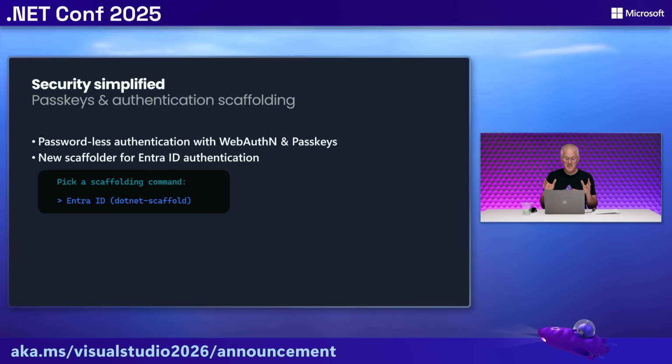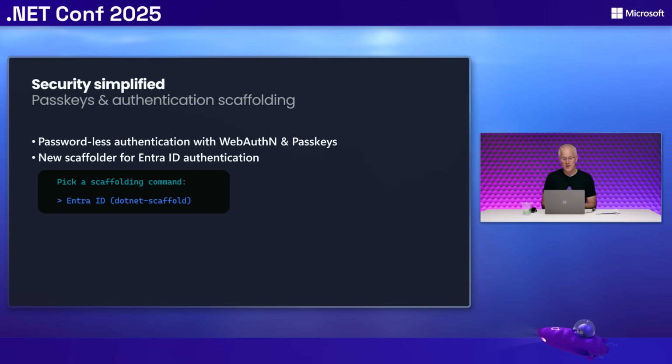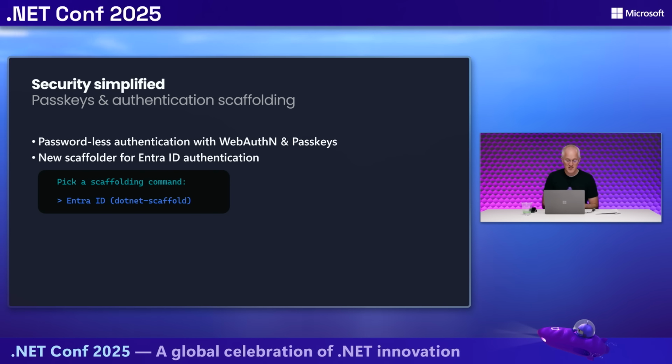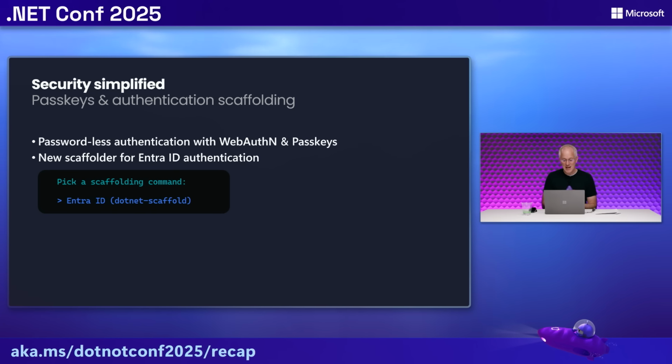So first, in .NET 10, we want to make it easier for you to build secure web apps with ASP.NET Core and Blazor. To do that, we've added built-in support for passwordless authentication using WebAuthn and passkeys. I'll talk more about passkeys in just a moment. We're also working on new authentication scaffolders to make it easier to add authentication to your existing apps. The new Entra ID scaffolder for setting up Entra ID authentication for ASP.NET Core and Blazor is now available from the command line using the .NET Scaffold tool.